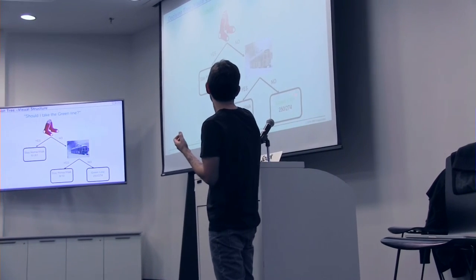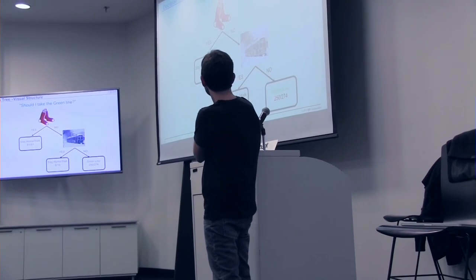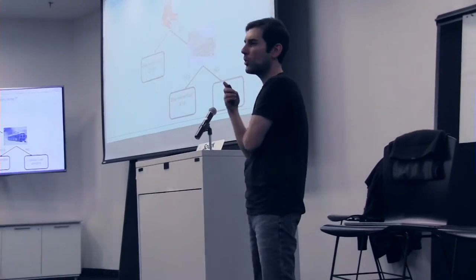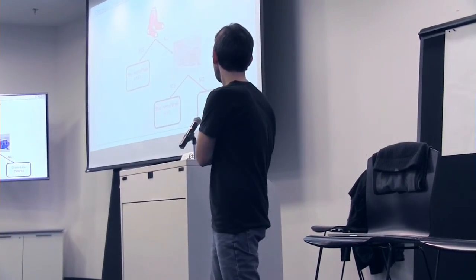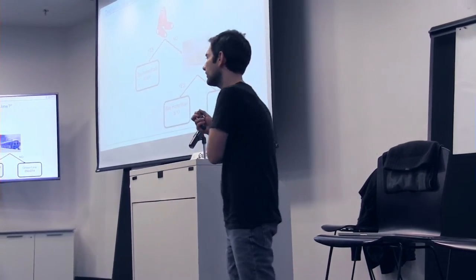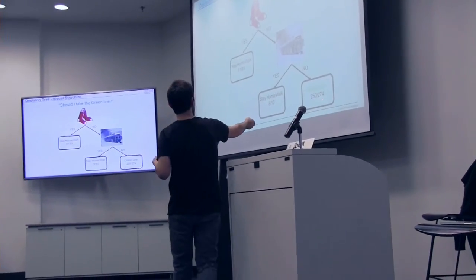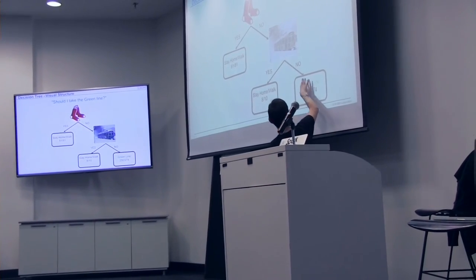And then when we actually take the green line, it's good 250 times, and then bad 274. And those are the times that is there... Is it bad or total? This is the total, and this is the percent.